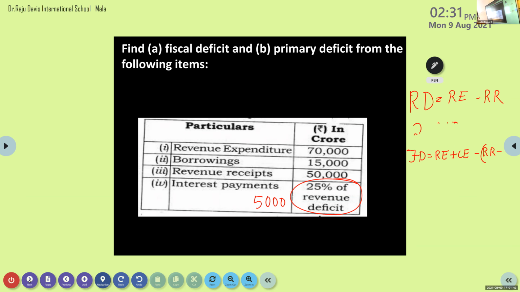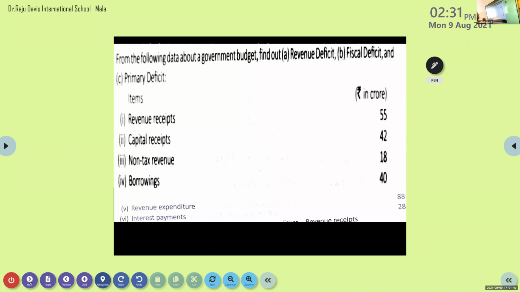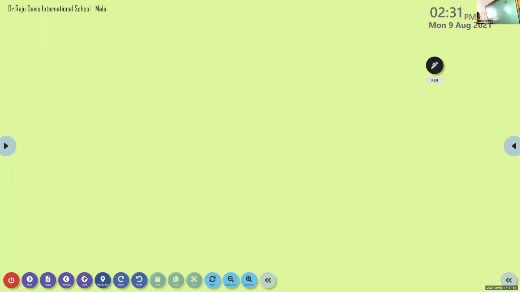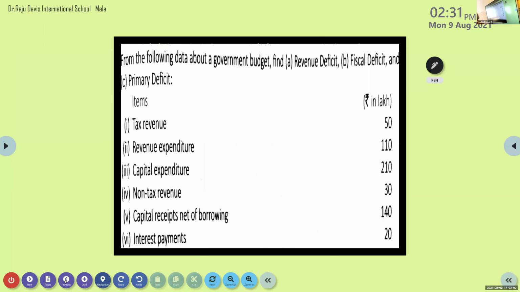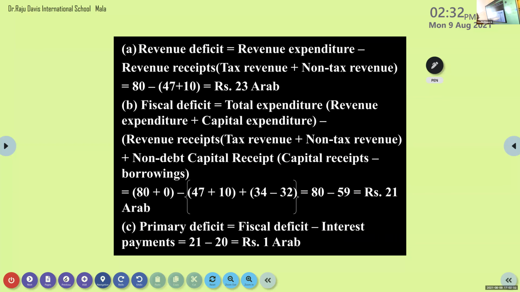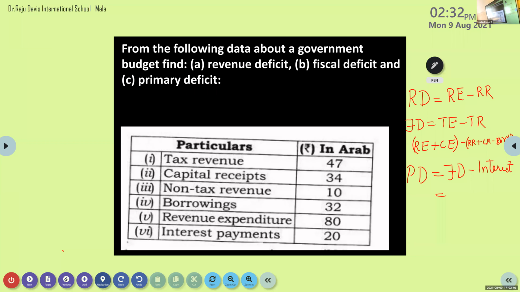But in the previous example, there is a mistake, I feel. They have given it as a wrong one. Why is it so? Just wait. Here, we have got 32, they have given it as 32, but the fiscal deficit we got should be 21. So there is some mistake in this question. Borrowing should always be equal to fiscal deficit. Okay, just keep that in your mind.